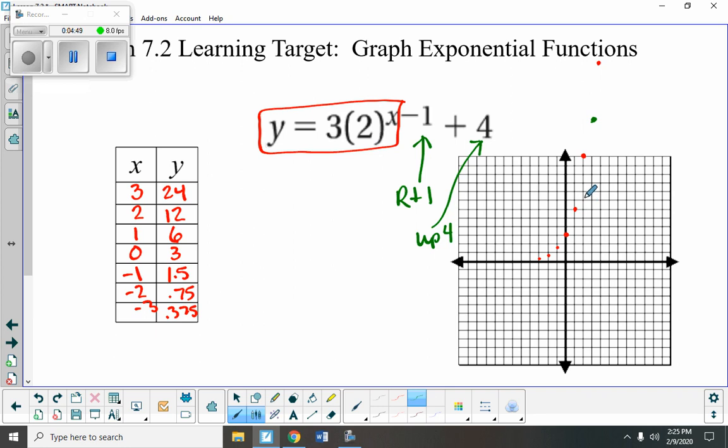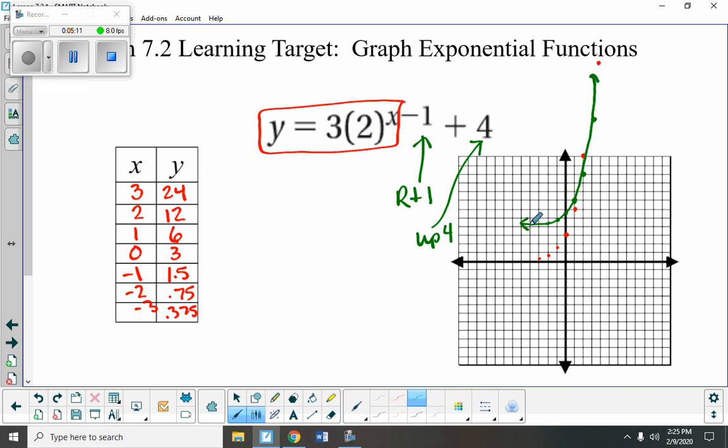To the right one, up 4. To the right one, up 4. To the right one, up 4. And then to the right one, up 4. There we go. So it's going to look just like that. This is your final graph.